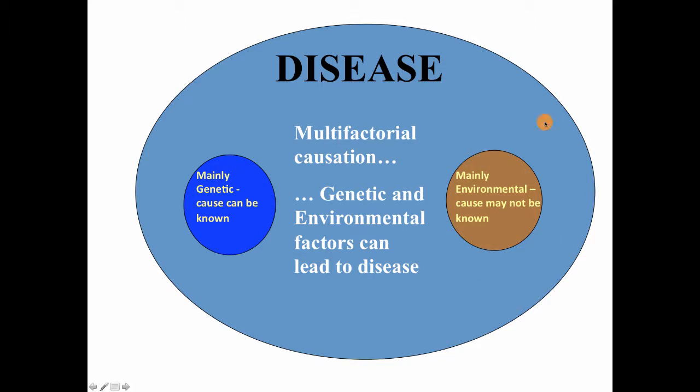Now let's put some genetics background into the context of disease. So we know that there can be genetic causes of disease, and these may be able to be understood fairly easily. We know there may be environmental causes of disease, and this may or may not be understood so easily. We also know that there are multifactorial causes of disease. So many diseases have both genetic and environmental factors.